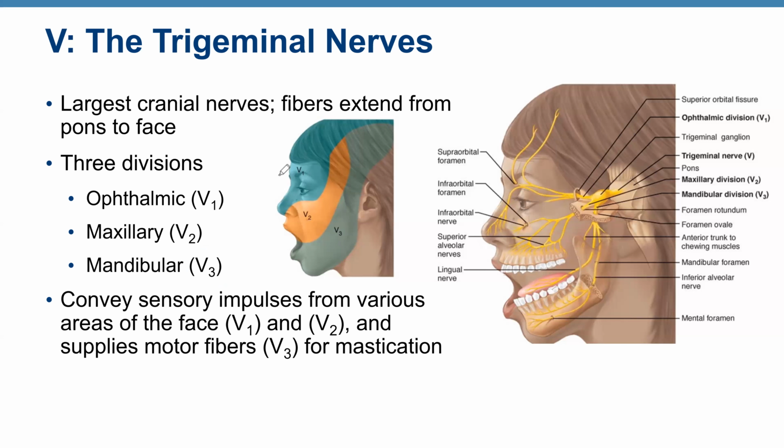So number 5 brings sensory information from your face. So for example, if someone touches your face, or if you have a toothache, your upper or lower teeth, if they hurt, they send information about pain or touch or other sensation to your brain through the trigeminal nerve. And also these fibers of V3 innervate muscles that move your mandible. So that's going to be for chewing.